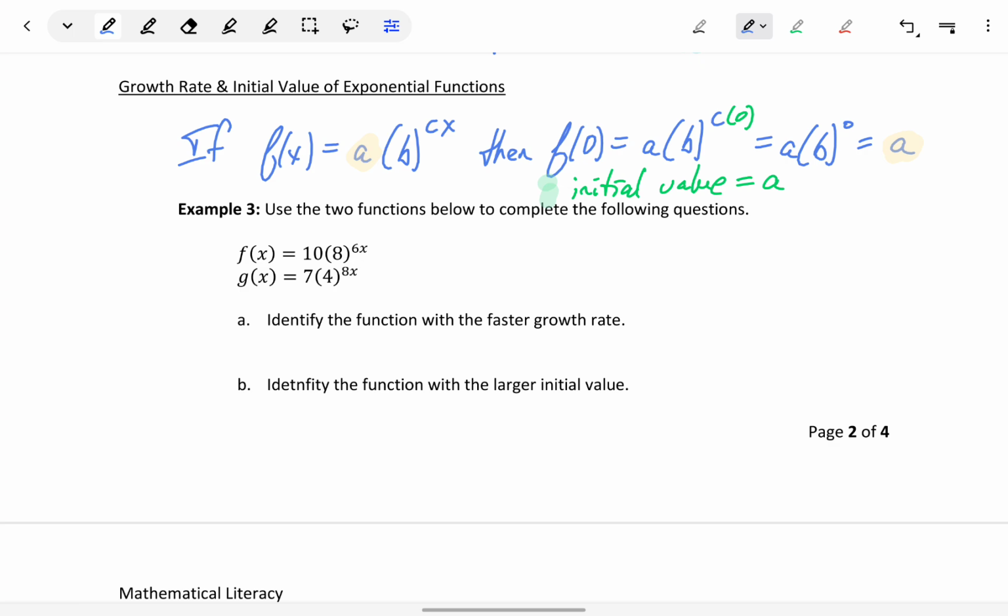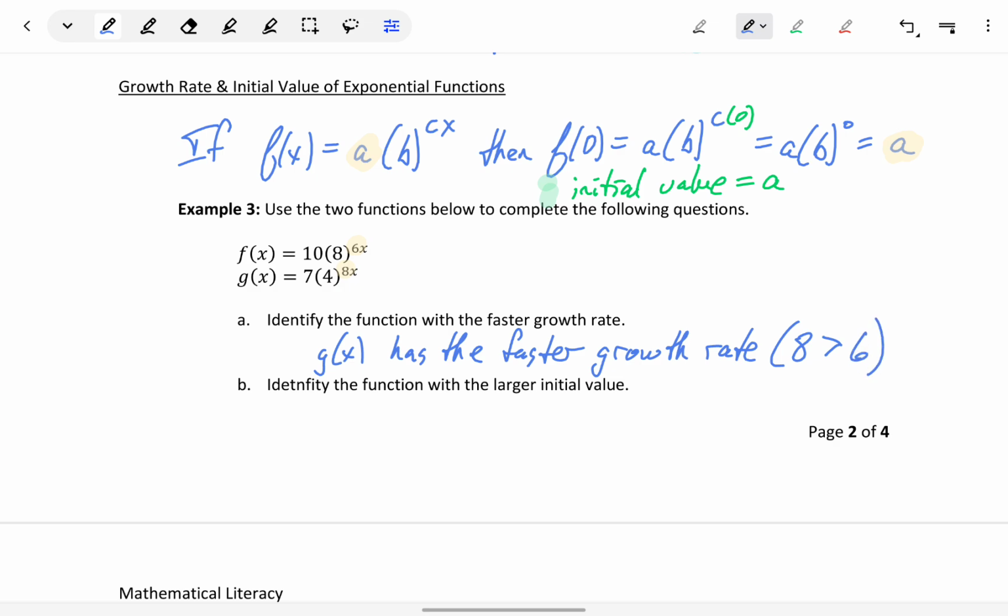In part A, we want to identify the function with the faster growth rate. Growth rate means we want to look at the coefficient in the exponent. In this case, f of x has a growth rate of 6, g of x has a growth rate of 8. So we can say that g of x has the faster growth rate, because 8 is larger than 6.